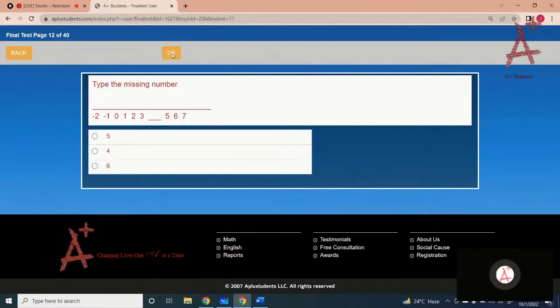Okay, so type the missing number. The missing number is on the positive side and is in between 3 and 5. So which number is in between 3 and 5? Yes, after 3 we have 4. So the correct option is 4.